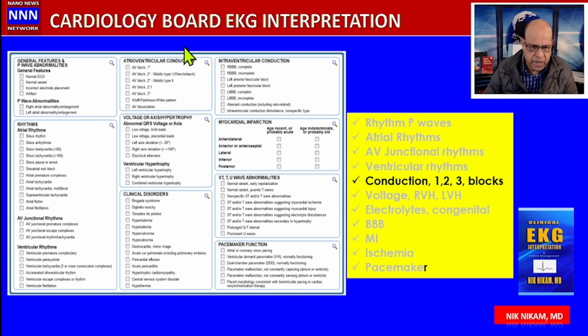I have created a video that covers the entire answer key sheet, and please do watch that one. I also have created separate videos for each one of these segments, and I have covered atrioventricular conduction delays, hypertrophy, and clinical disorders. Today we're going to focus upon the intraventricular conduction disturbances. Following that, I will have a separate video for myocardial infarction and a separate video for STT changes, which is a big topic where there are going to be quite a number of questions, and also pacemakers. So let us focus in this presentation on intraventricular conduction.